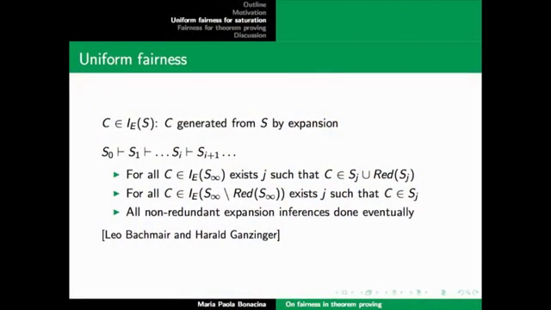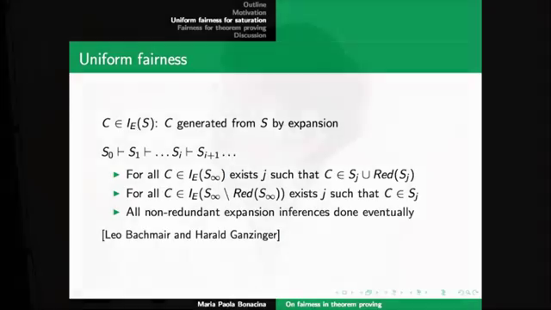Okay. Now, these are the definitions that are most common in the literature. And this is what is usually called fairness, but instead I call it uniform fairness, because the message of this talk is that this property of fairness is good for saturation, but it is somewhat too strong for theorem proving. So let's say that I sub E represents the clauses that can be generated from S by expansion. And then we have a derivation. So we say that the derivation is fair if for all clauses C that can be generated by expansion from persistent clauses, there exists a stage j where the clause either appears or is redundant.